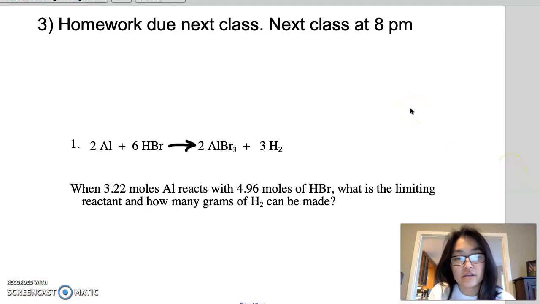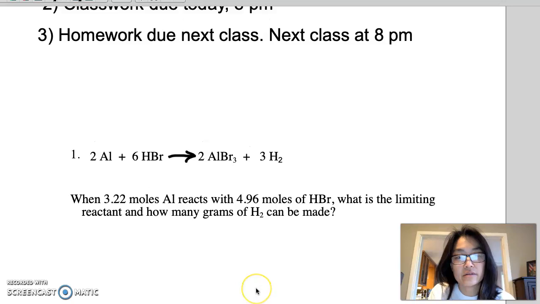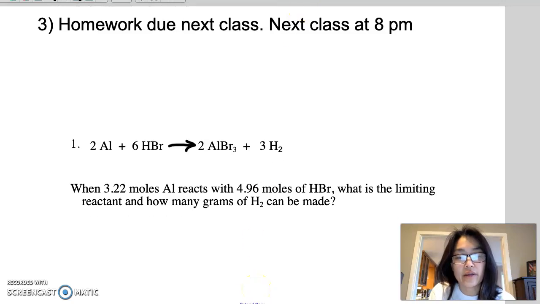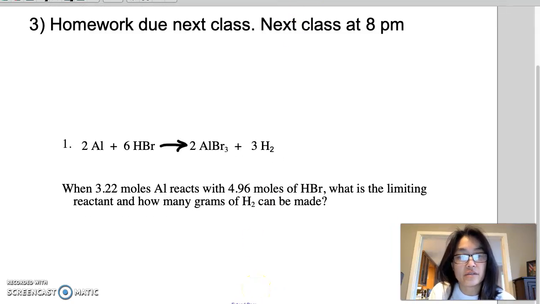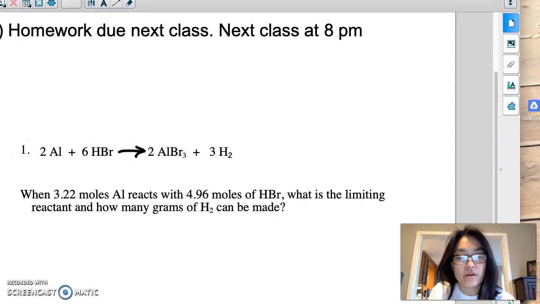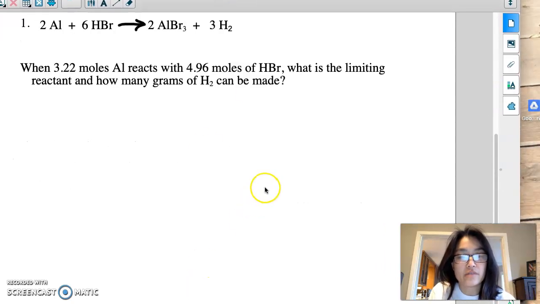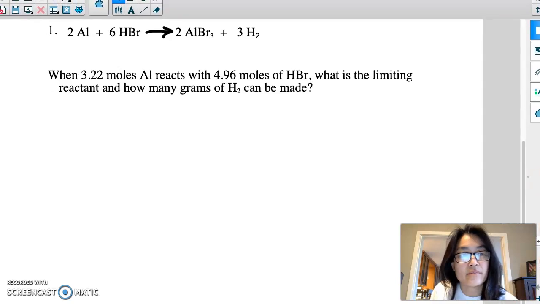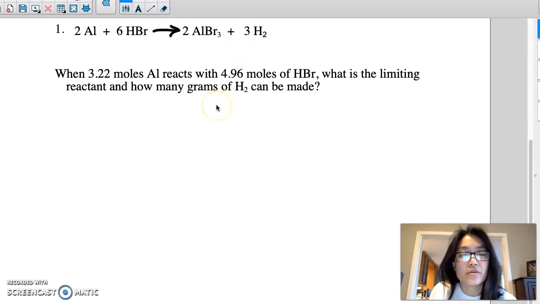So here is problem 1 on your limiting reactant worksheet. If you go to your limiting reactant worksheet, you can see problem number 1, and I've just copied it onto this slide here. So here is problem number 1. It asks about 3.22 moles of aluminum reacting with 4.96 moles of hydrogen bromide.